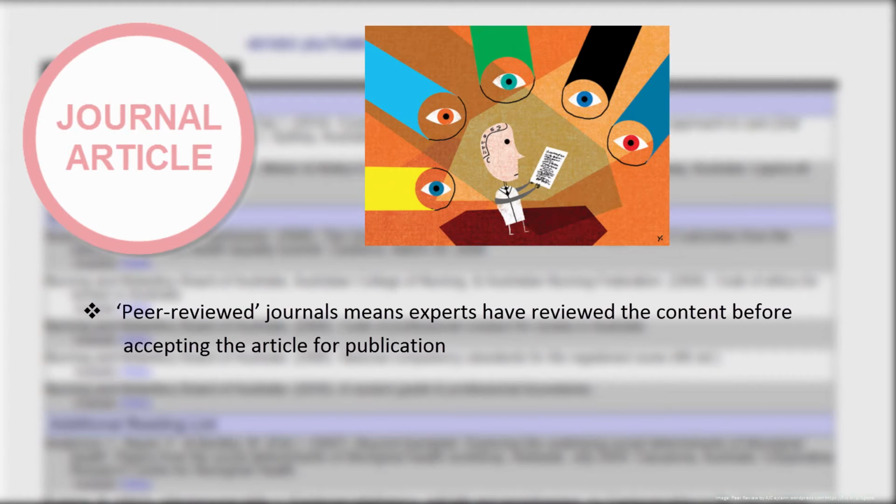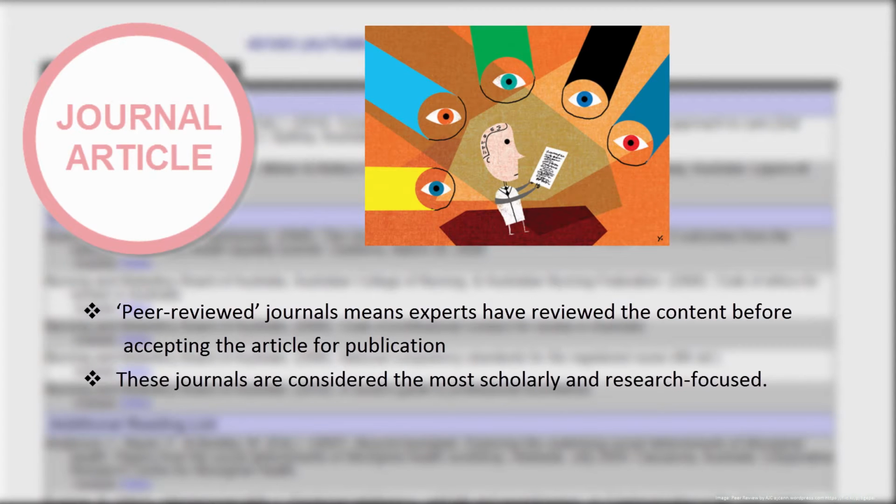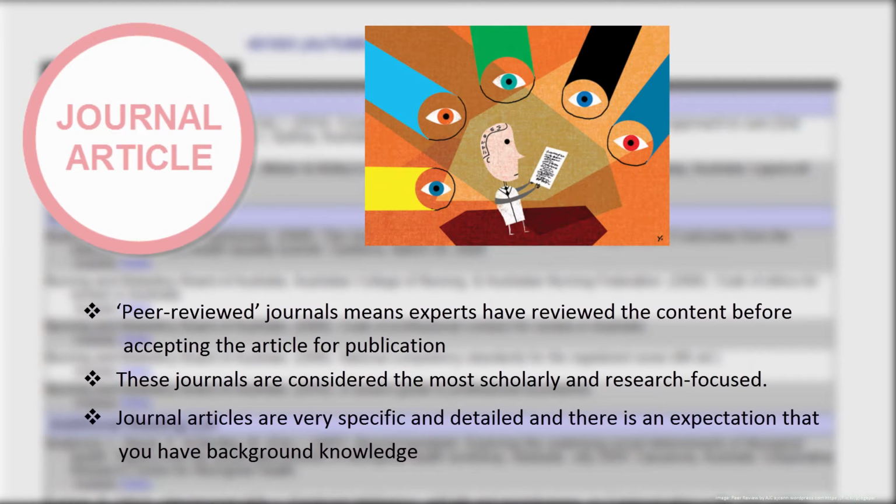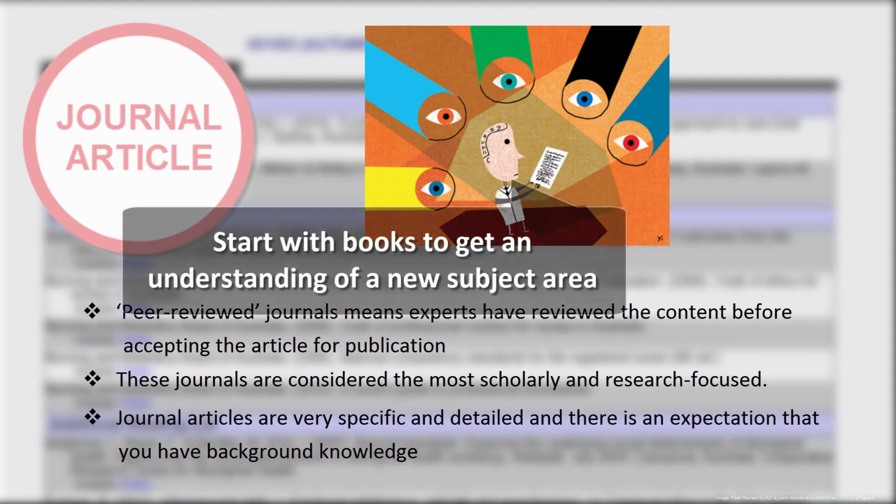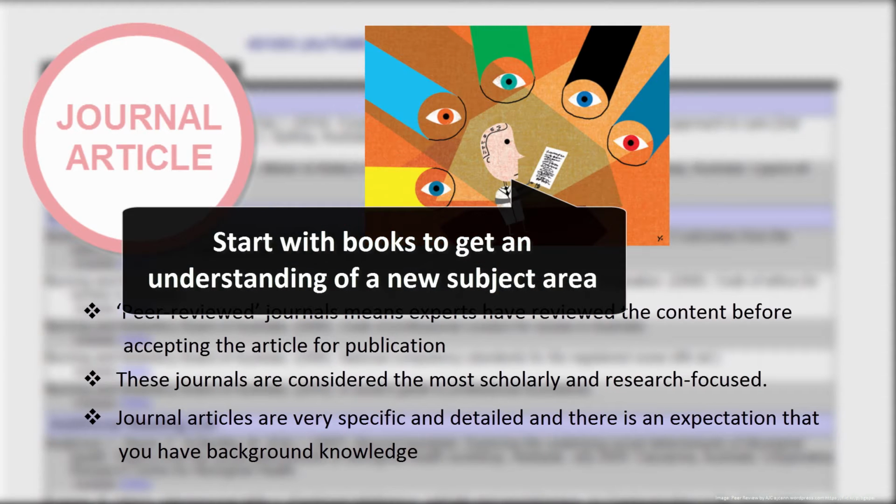Peer-reviewed journals mean experts have reviewed the content before accepting the article for publication. These are usually considered the most scholarly and research-focused. Journal articles are often very specific and detailed and expect you to have a good grasp of the background. So it may be best to start with books to get an understanding of a new subject area.